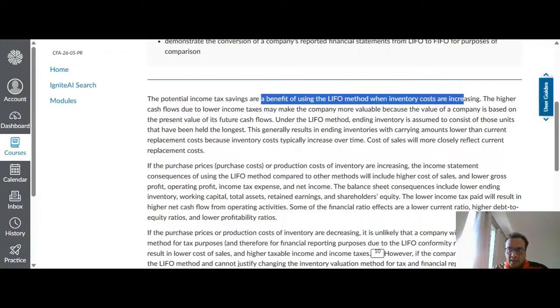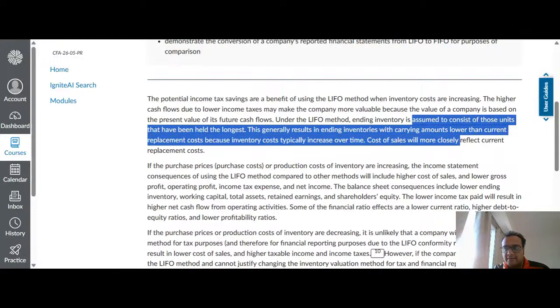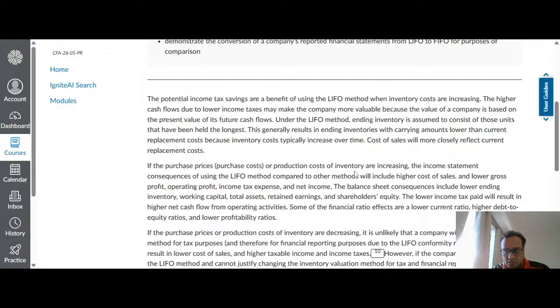However, under the LIFO method, ending inventory is assumed to consist of those units that have been held the longest. This generally results in ending inventories with a carrying amount lower than the current replacement cost because inventory cost typically increases over time. Cost of sales will more closely reflect current replacement cost.